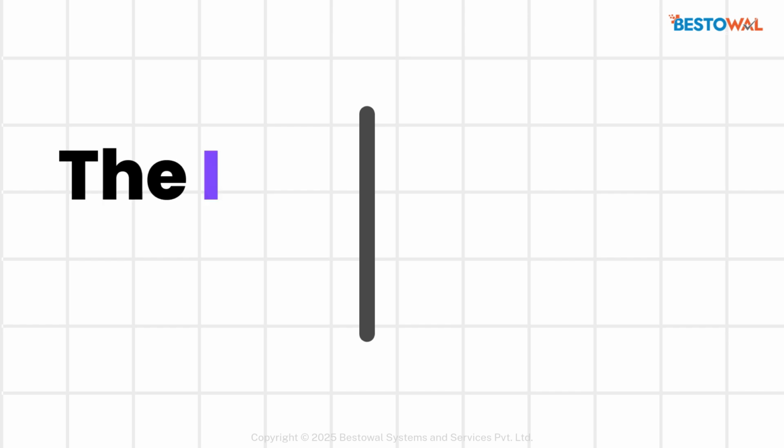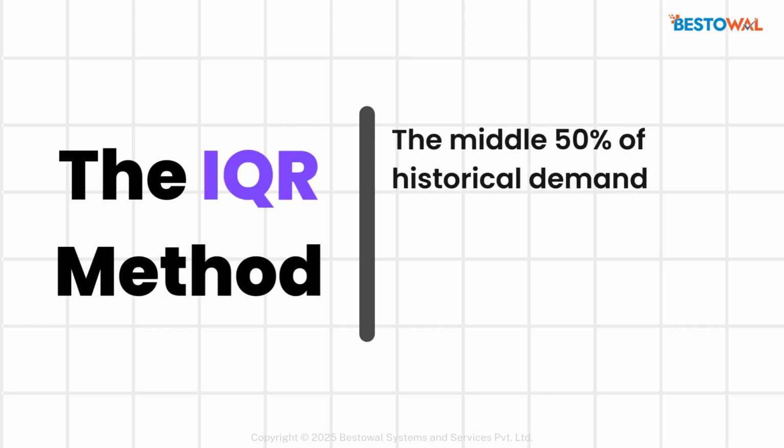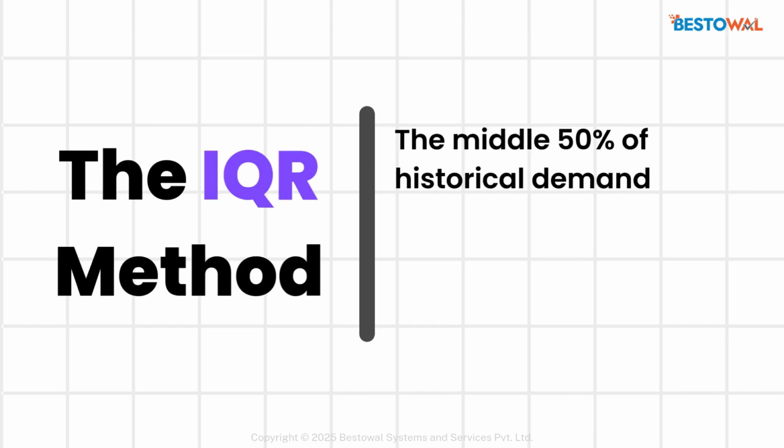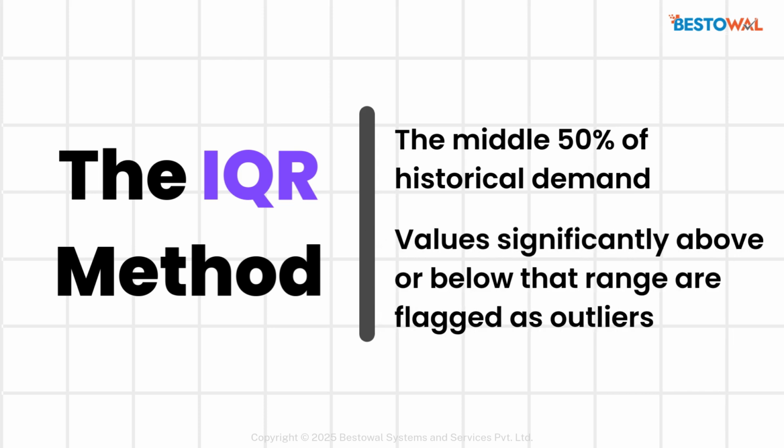Of course, the IQR method looks at the middle 50% of historical demand. Values significantly above or below that range are flagged as outliers. It doesn't assume normal distribution, which is why it works well for real demand patterns. So it's better than standard deviation for volatile demand? In most planning scenarios, yes, standard deviation often overreacts to spikes.